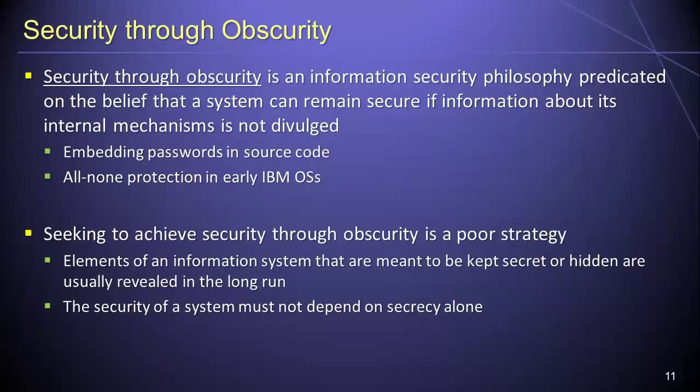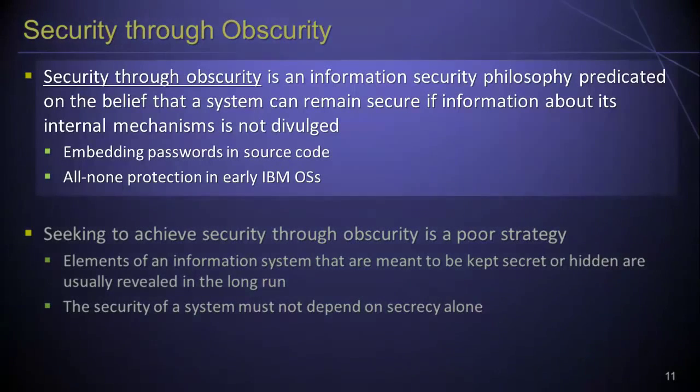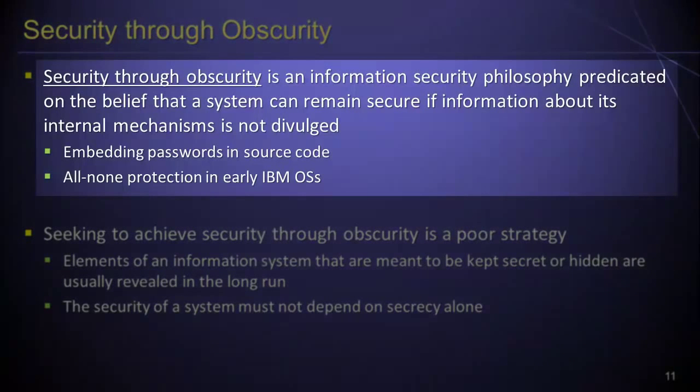One of the ways in which organizations and system developers have endeavored to prevent illicit access to data is by adopting a strategy based on obscurity, that is, protecting sensitive information by keeping the information hidden or secret. Security through obscurity, then, is an information security philosophy predicated on the belief that a system can remain secure if information about its internal mechanisms is not divulged.